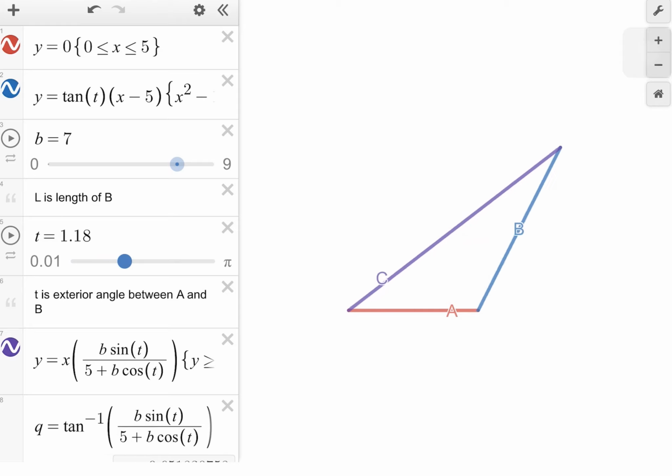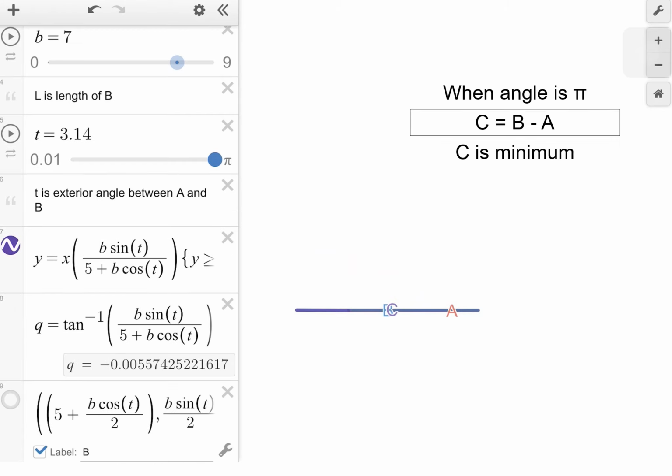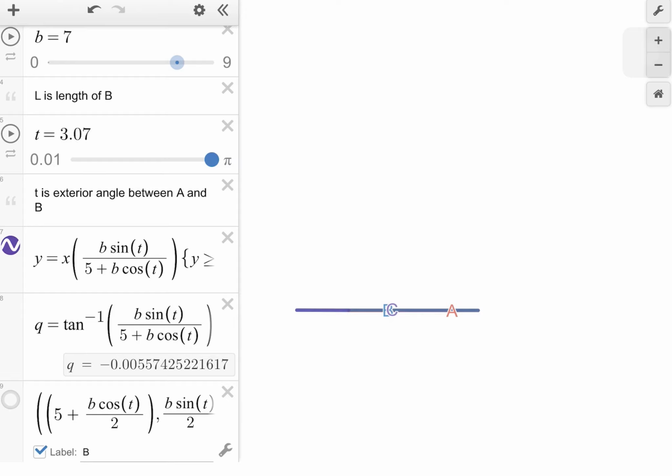As I increase the angle, C is decreasing. It is decreasing until it becomes minimum. So when the angle between A and B is pi, C is minimum. And now C is equal to B minus A, because B is greater than A. This is the minimum magnitude of vector C.